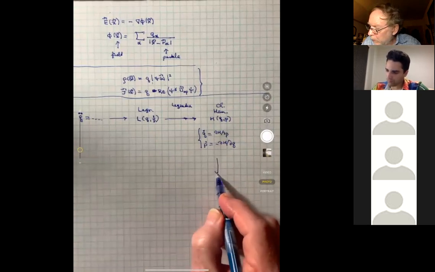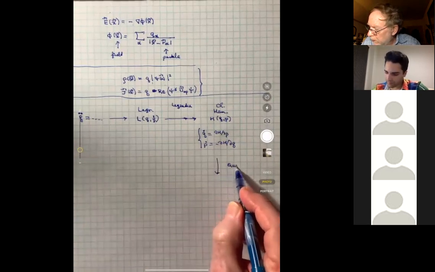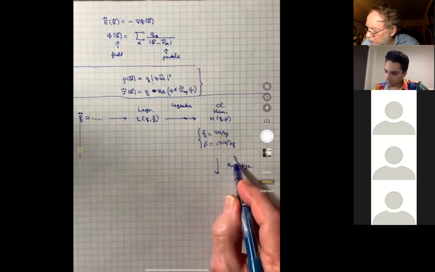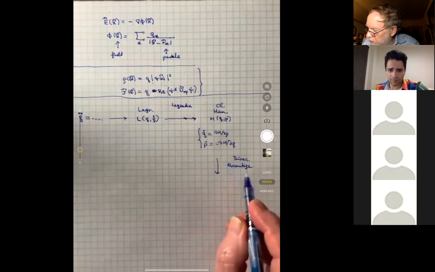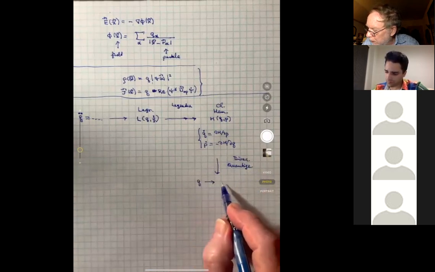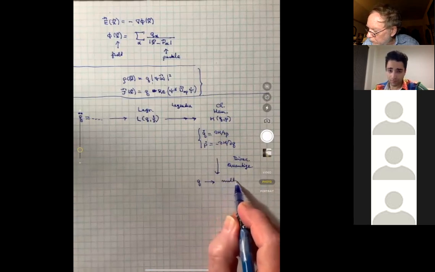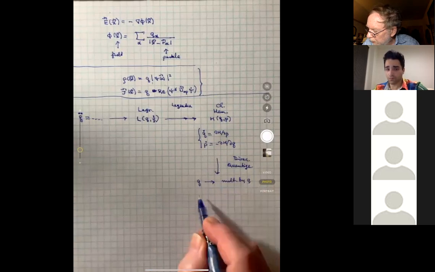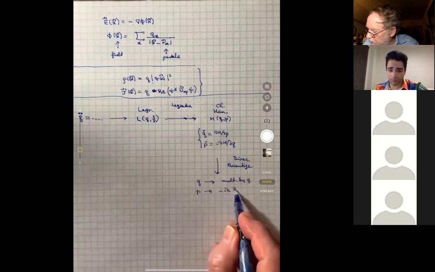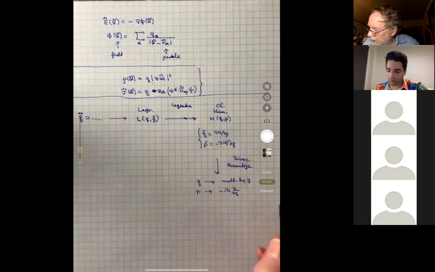Now what we do is we quantize this. There's more than one way to quantize. The type of quantization I'm going to talk about is called Dirac quantization. What it means is that the classical q gets replaced by an operator, which is multiplication by q, and the classical p gets replaced by an operator, which is minus i h bar d/dq. And this is obviously acting on a wave function psi of q.